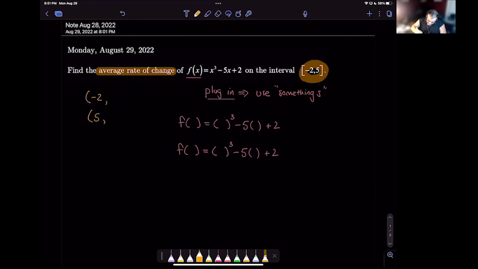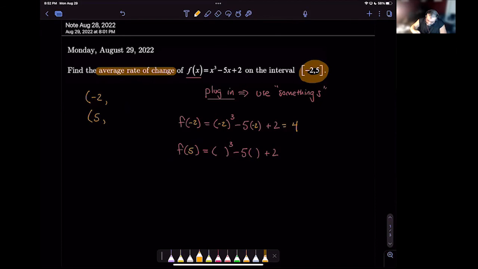So remember, we want to plug in. So what are we plugging in? We've got to find the y values that go with these inputs. The first thing we're going to do is plug in -2 everywhere, and then find out what f of -2 is. Now, if you work that all out, we're going to get -8 plus 10 plus 2. That's going to give us a value of 4. Okay, we'll leave the calculations to you. We're now going to do the same thing to find our endpoint. Our endpoint is at 5.